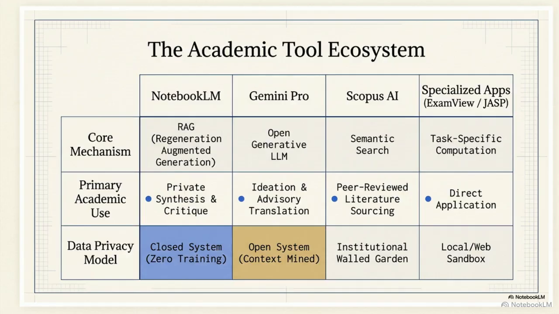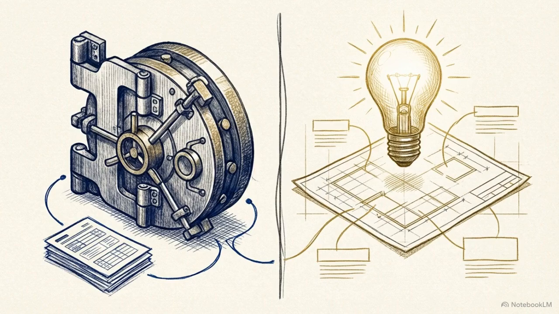This matrix categorizes tools for a privacy-first strategy. Notebook LM is the primary closed system, operating on a zero-training data model. Gemini Pro is the open system. Its generative capabilities must be strictly confined to public ideation and formats where IP is not at risk. By routing sensitive data into the closed vault and utilizing the open LLM purely for structural ideation, the researcher protects IP while gaining synthesis velocity.